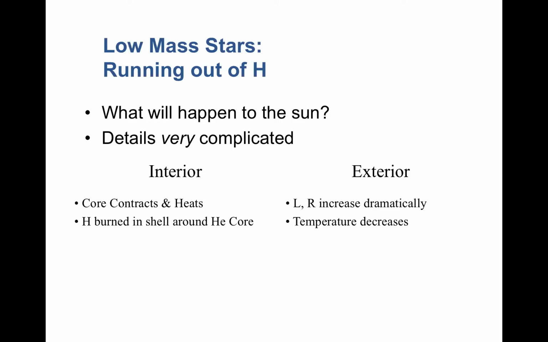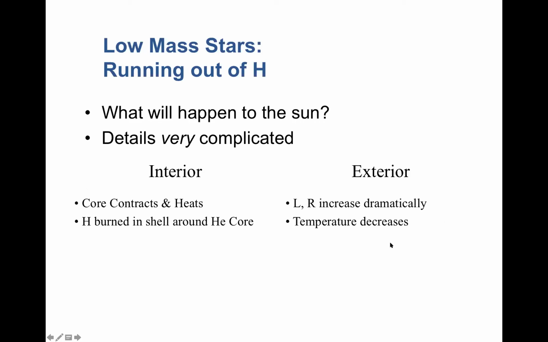Welcome back. We were just talking about what will happen to the sun after it runs out of hydrogen in its core. So I drew a picture in the last video that tries to explain why the core contracts and therefore why it must heat up, and why hydrogen is still burned in a shell around the helium core. We've seen that this causes the luminosity of this star to increase dramatically, as well as the exterior radius. The outer regions of the star go out dramatically.